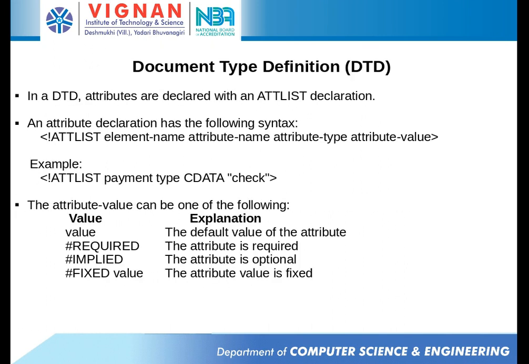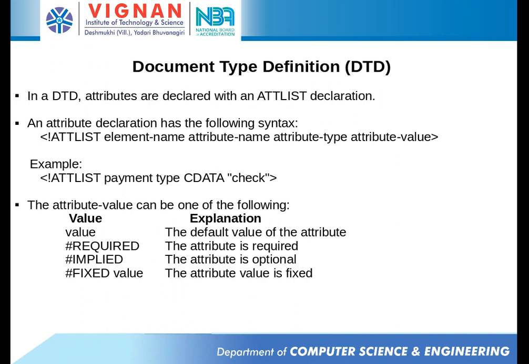Now coming to the attributes, attributes are specified by using the ATTLIST tag, followed by the name of the element for which the attribute is specified, followed by the attribute name, space, the type of attribute, and its value if any default value is there. So for example, you can see attribute list of payment, where payment is the element name. For payment we have an attribute called type, and the type can hold any character data. By default the attribute value is check.